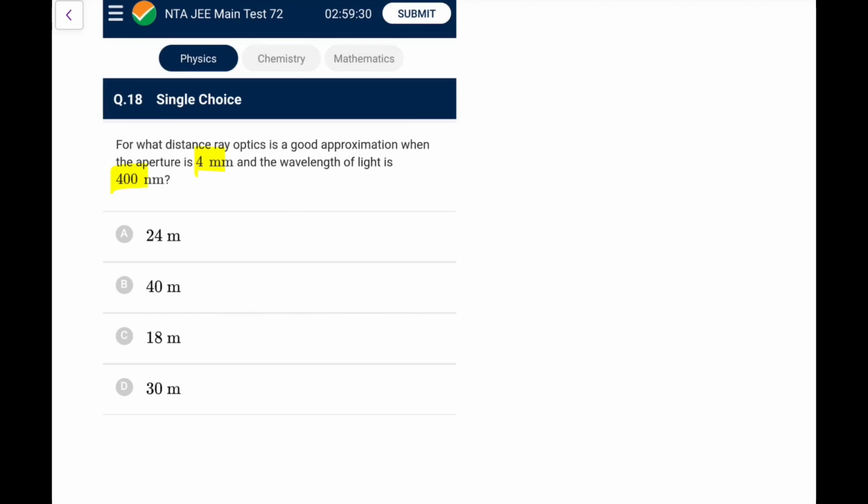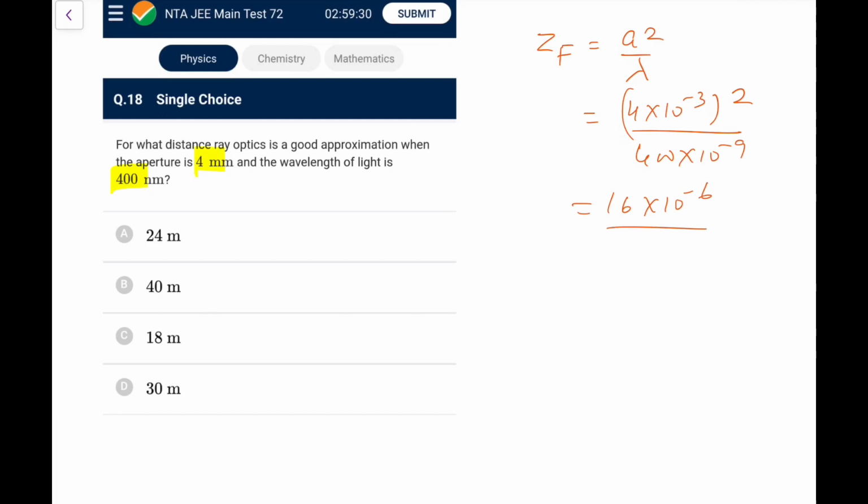Generally people don't remember this. You have to remember that Fresnel distance formula, that is Z_F, the ray optics validity, which is a square by lambda. So a is 4 mm, so (4 × 10^-3) squared, and lambda is 400 × 10^-9. So you have 16 × 10^-6, which you can write as 4 × 10^-7. This is 4, so this is 40 meters.